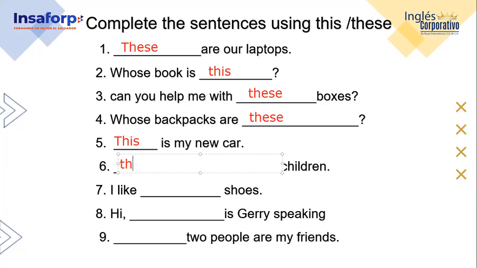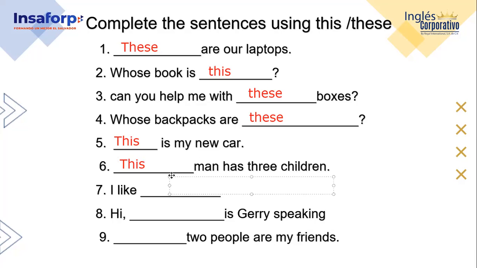Este hombre. Ah, ok. That's great. So this is this. This man has three children. I like these shoes. Plural. I like these shoes. Hi, this is Jerry speaking. Singular.